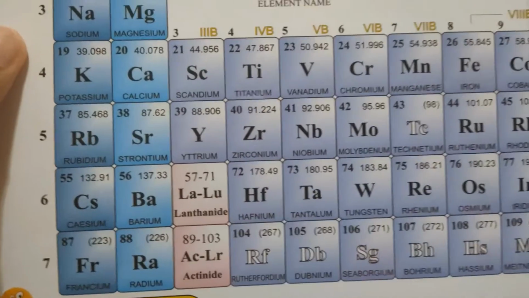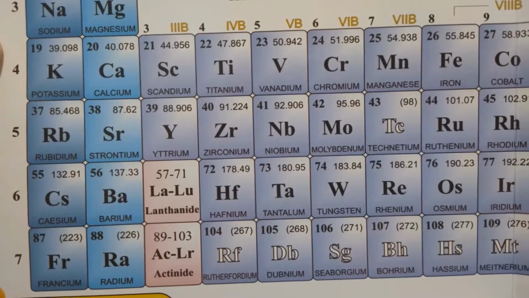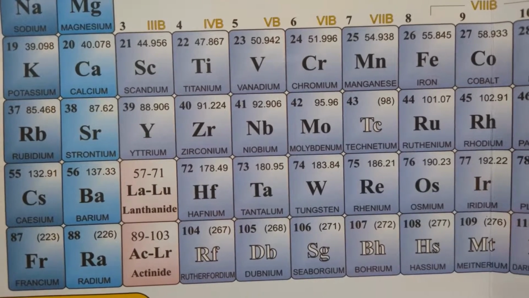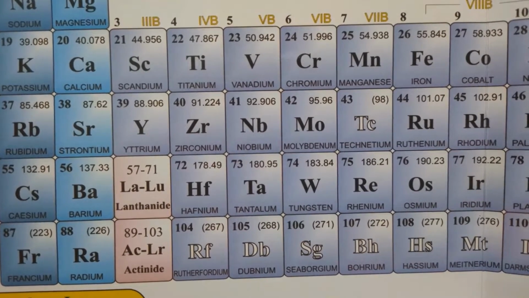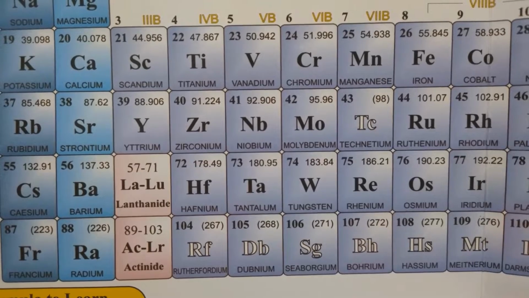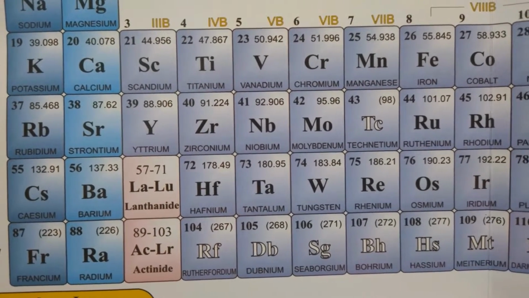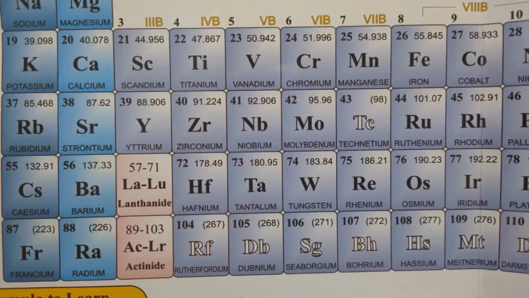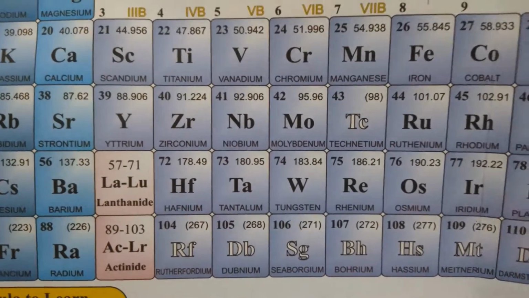We have the 40th one over here, zirconium. It has an atomic mass of 91.224, and is represented by the symbol capital Z and small r. Let's move on to the 41st one. It's niobium, and it has an atomic mass of 92.906, and it's represented by the symbol capital N and the small letter b.